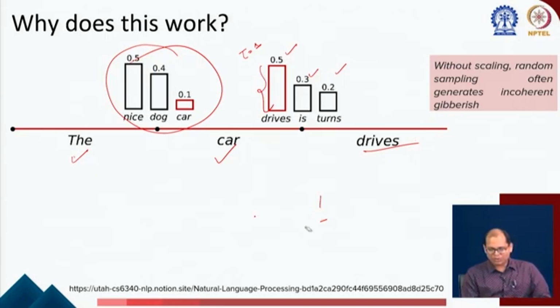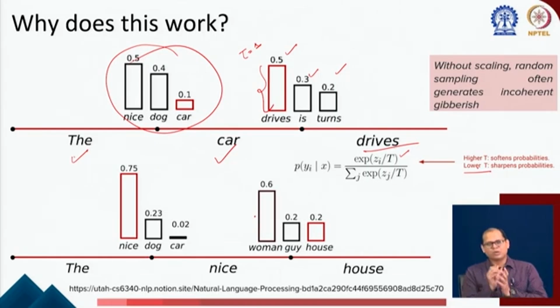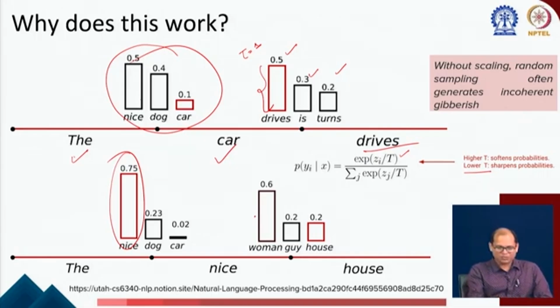So what do you do? What happens when you apply temperature? When you apply temperature, the actual logits are divided by this parameter T, and with a lower T, it will sharpen the probability. When your T is lower, the word that has a higher probability will get an even higher probability. We will take an example to see the impact. So the word that was higher will get even higher. Rich gets richer when you have a lower T. So you will say it is a rich gets richer phenomenon. Nice will get an even higher probability, and the car would get an even lower probability.